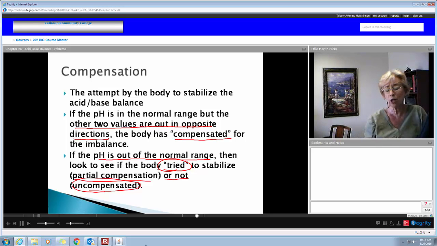Now, that doesn't mean you're totally out of the woods as far as having a problem. It is simply an indication of a problem, and it tells you where your problem is. So that's one of the important things to look at.